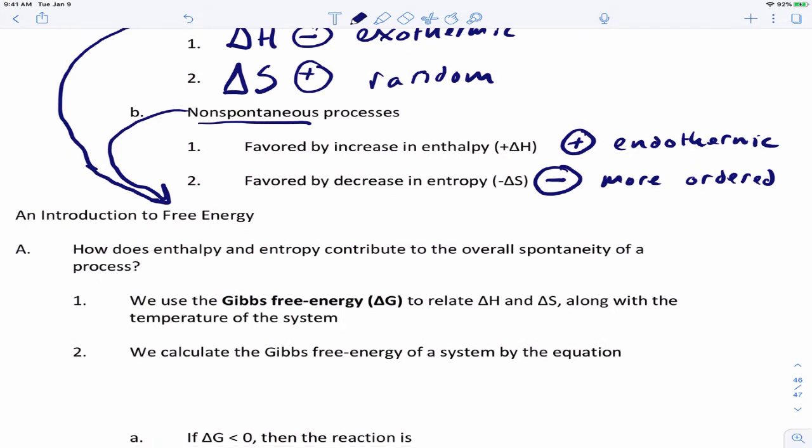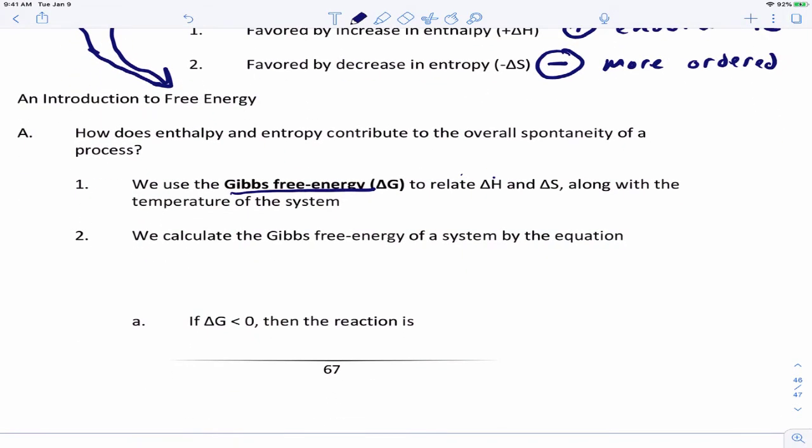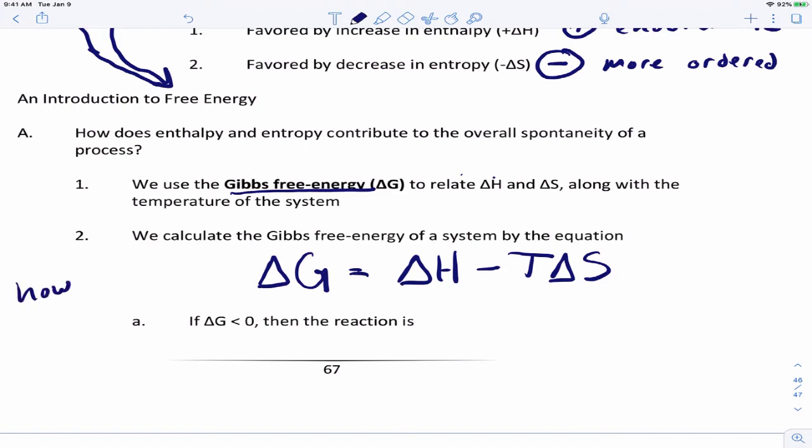So that's how we actually measure spontaneity, by calculating this free energy. So how do entropy and enthalpy contribute to the overall spontaneity? We use something called Gibbs Free Energy, delta G, to relate delta H to delta S, along with the temperature. And we use an equation to calculate the Gibbs Free Energy. We say that delta G is equal to delta H, the enthalpy, minus the product of the temperature times the change in entropy. So delta G, again, that's your Gibbs free energy. And this is actually answering the question, how spontaneous is this process? That's what delta G is answering.